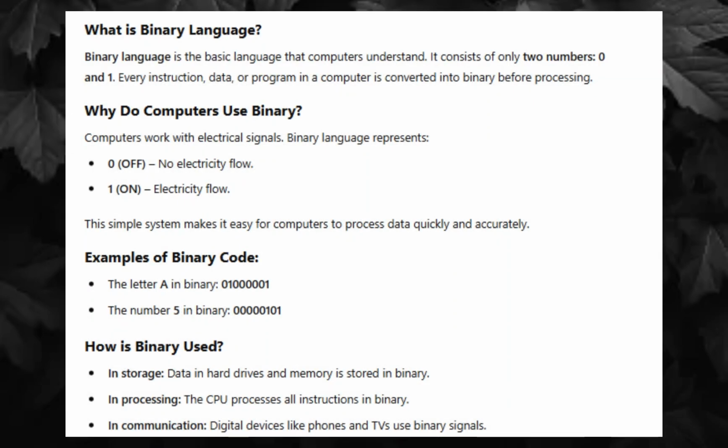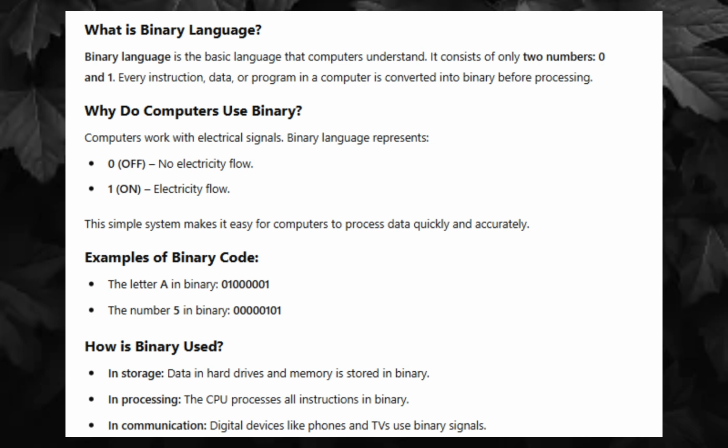So what is a binary language? Binary language is the basic language that a computer understands. It consists of only two numbers, zeros and ones. Every instruction, data or program in a computer is converted into binary before processing, as it is the only language the computer can understand.